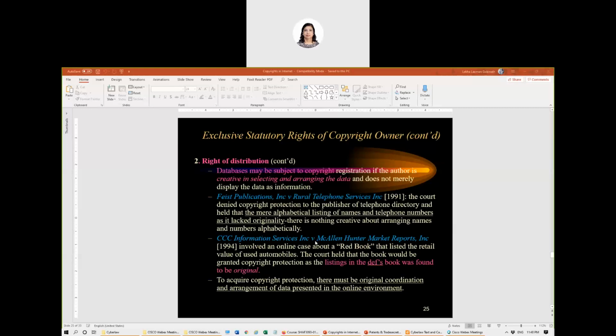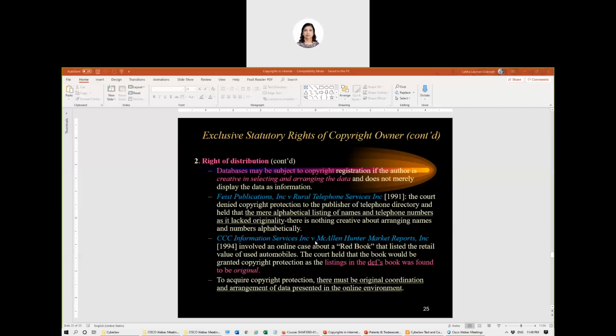There was some form of creative effort in doing the listings and also giving the retail value of the used automobiles. So this book was found to be original, together with the listings, the way it was done. So therefore, the court said that the book would get copyright protection.